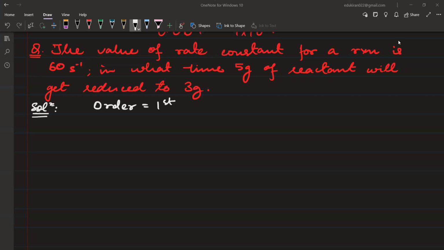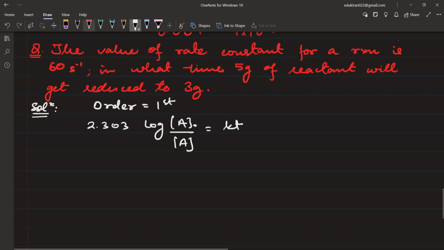Okay, what is the integrated rate law equation for the first order reaction? The integrated rate law equation for the first order reaction is 2.303 log of A naught upon A is equal to Kt. Now in this particular question, K has been given, that is equal to 60. Time they have asked, right? Now A naught they have not given. Please remember, you don't have A naught. We don't have the concentration. We have the mass, the initial mass of reactant and final mass of reactant.